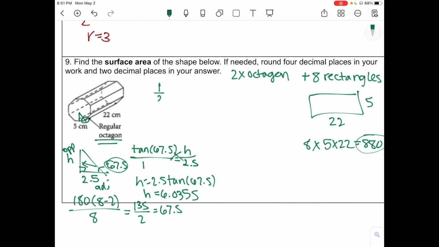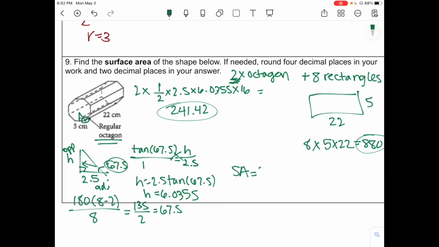So 1/2 times base, which was 2.5, times height, which was 6.0355, times the number of triangles. Since it's an octagon, we have double, so that is 16. And then we had 2, so times 2 in the front there. So 2 times 1/2 times 2.5 times 6.0355 times 16. So that comes out to 241.42, and then we're going to add those two together to get our final surface area.